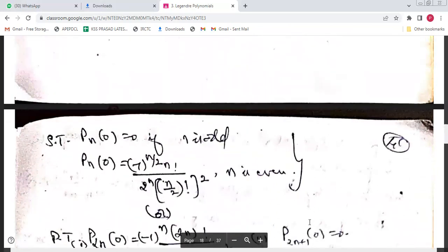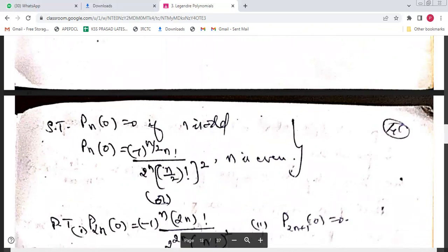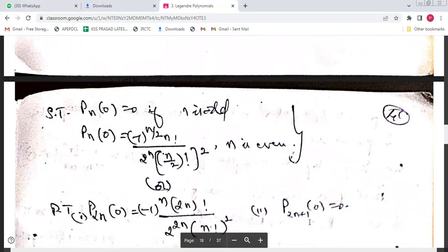Pn at 0 is equal to 0 if n is odd. So that Pn at 0 equal to (-1) to the power of n by 2 times n factorial divided by [2 power n times (n by 2) factorial] whole square when n is even.